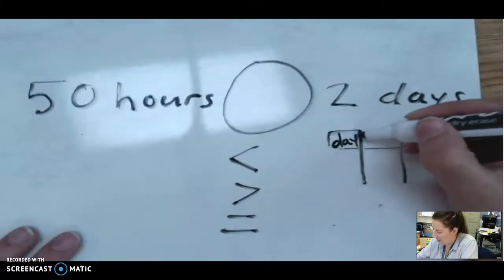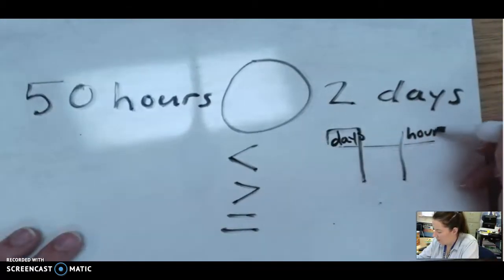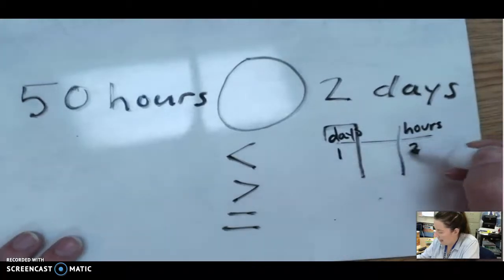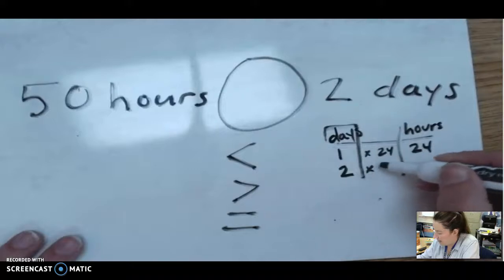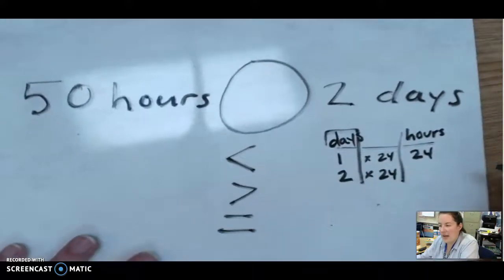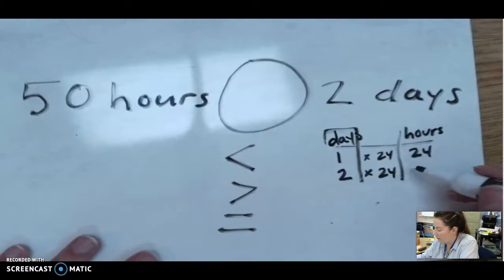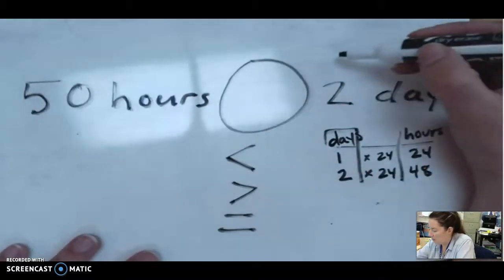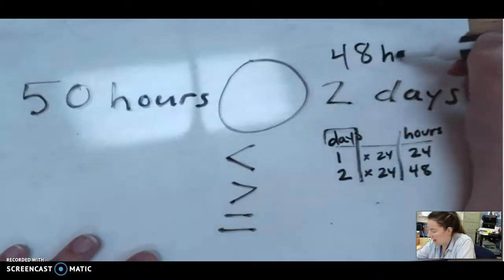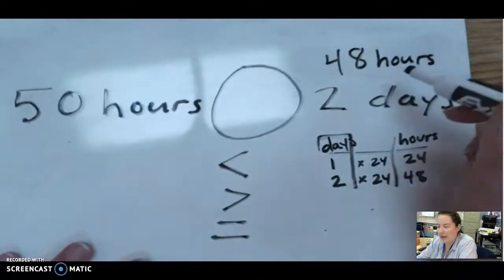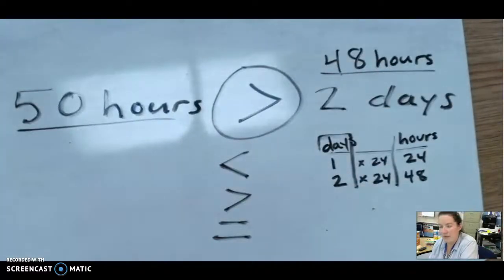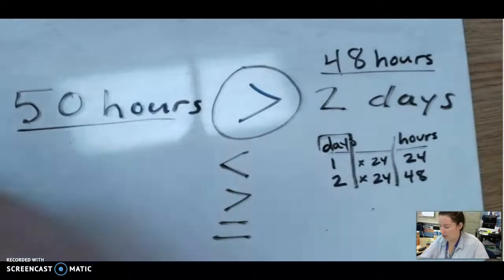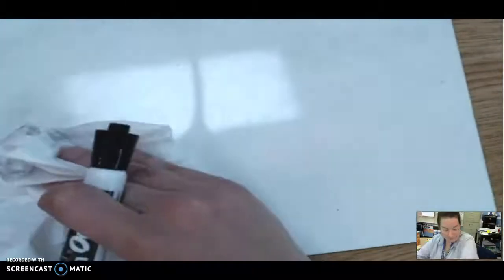Okay, got another marker. So days, we want to go to hours. So 1 day is 24 hours. So 2 days times 24. 2 days is how many hours? So 2 times 24 is 48. So 2 days is the same as 48 hours. Now I can compare 48 hours to 50 hours. Which one is larger? This one. So you're going to do the same thing that we've been doing, except using it with time.